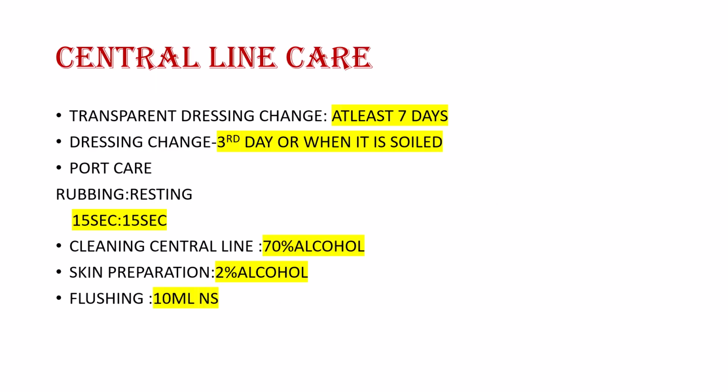Then central line care, which is very important. In central line care, there is a transparent dressing over the central line. We have to change it at least within 7 days, or when it is soaked or blood-tinged, we have to change it at that time. If there is no such event, then we change it within 7 days. Then dressing change on the third day or when it is soiled. In some protocols we can change it daily, but mostly we change it on the third day or when it is soiled.